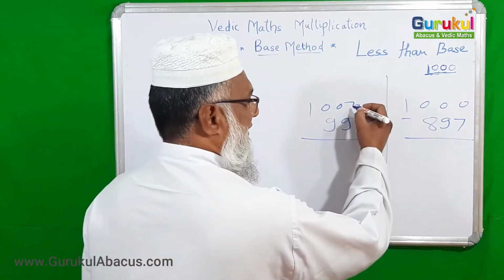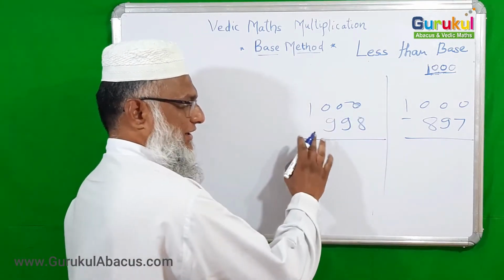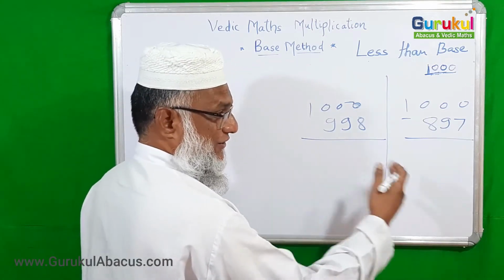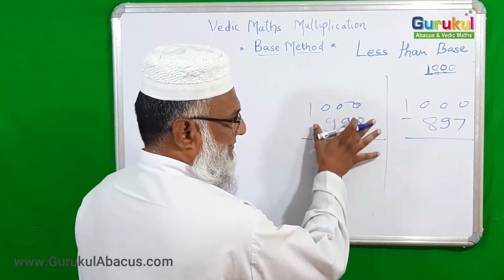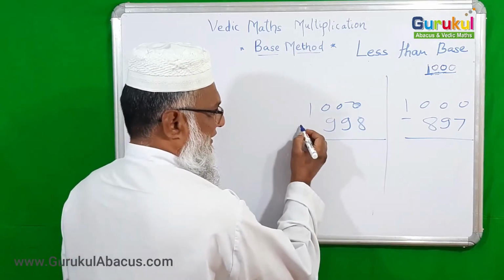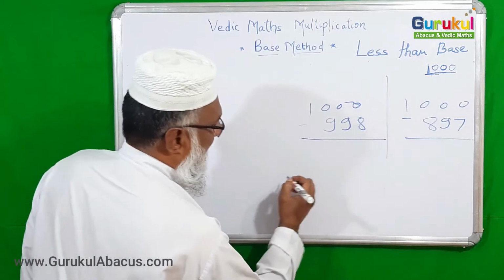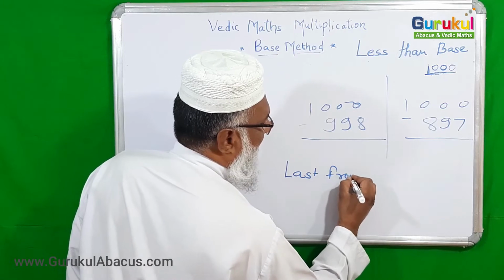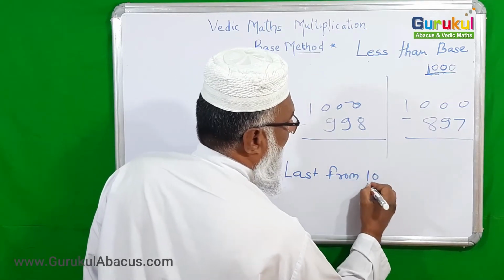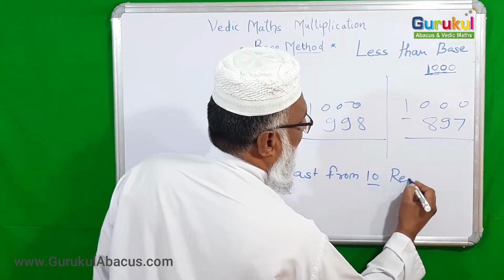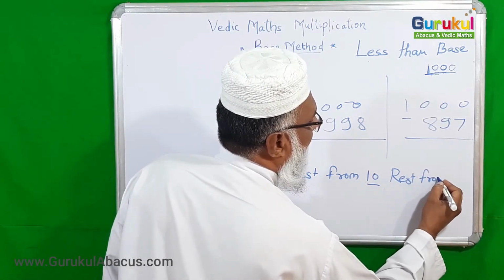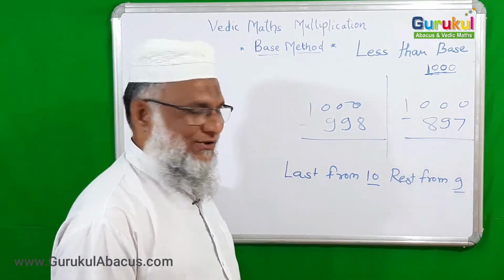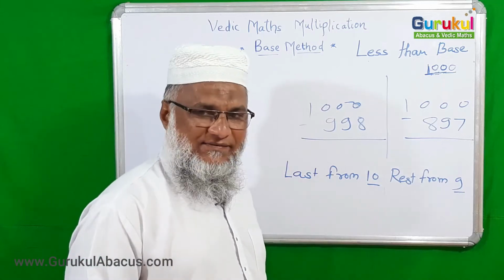So what is the rule here? That is to be understood firstly. If such a number is there, 10, 100, 1000, 10,000, lakh, 10 lakh, and you are subtracting something from it, then what to do? Here is one rule. That one rule is what? I am just writing here. Last from 10, rest from 9. Okay, it's a funny sentence to keep in mind. Last from 10, rest from 9.